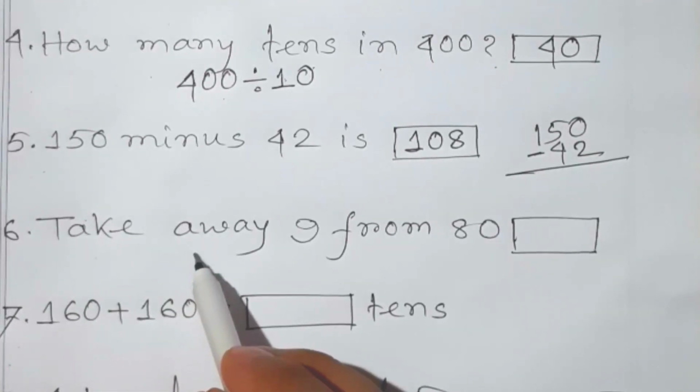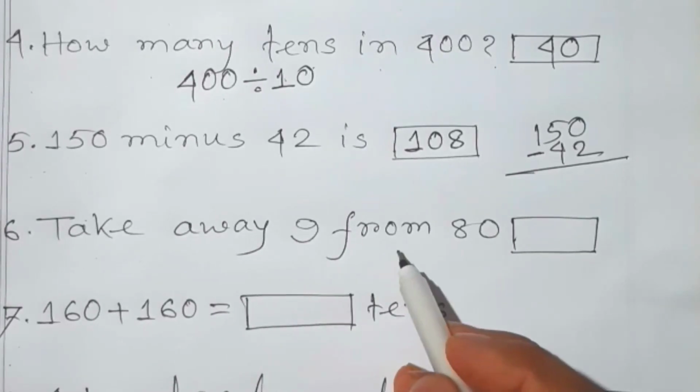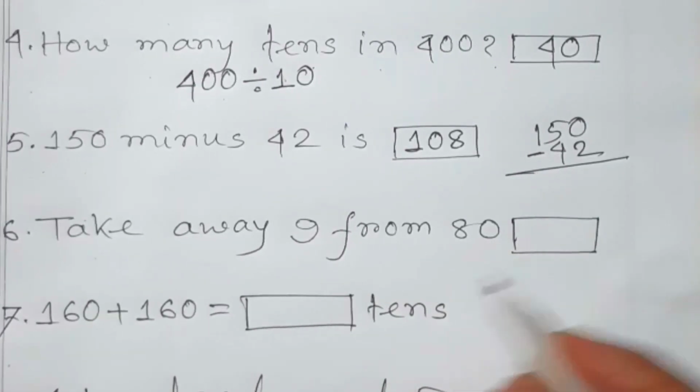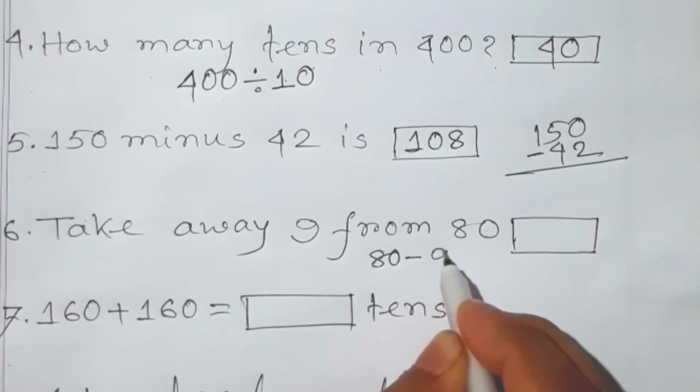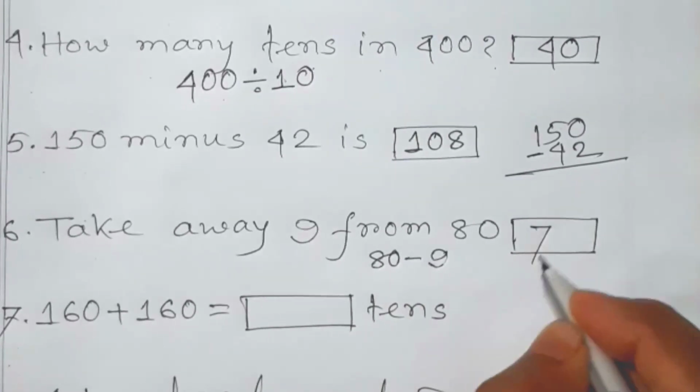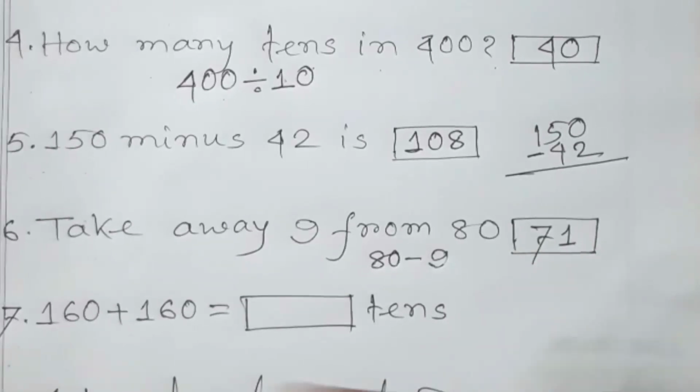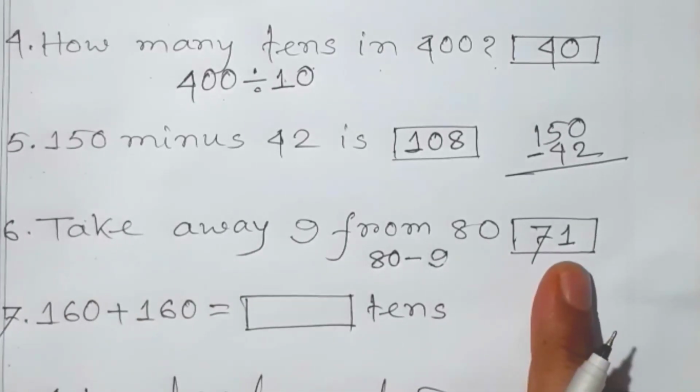Next number 6. Take away 9 from 80. That means 80 minus 9. The answer is 71. Number 6, answer 71.